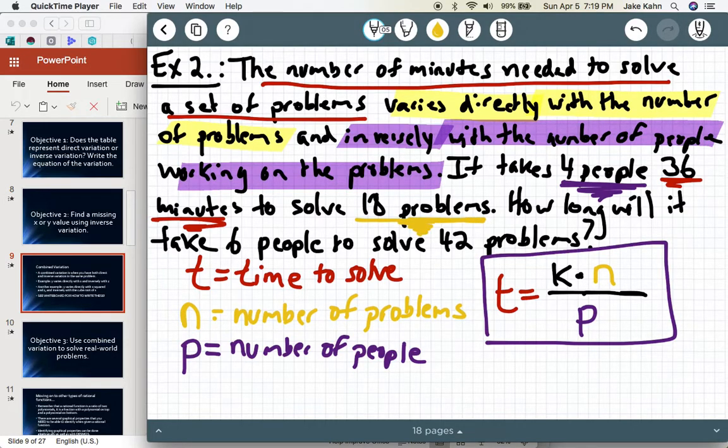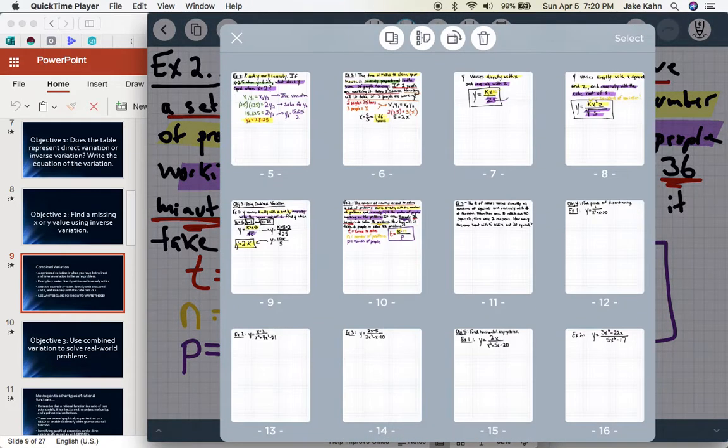What I'm going to do is plug in 4 for P, 4 for purple, 36 to T, 36 to red, and 18 to yellow, 18 to N. And this is going to let me solve for my K value. It's going to help me find my constant of variation. So I'm going to solve for K right now, and then it's going to help me find the answer to that last question. Let me pull up a new slide for us.